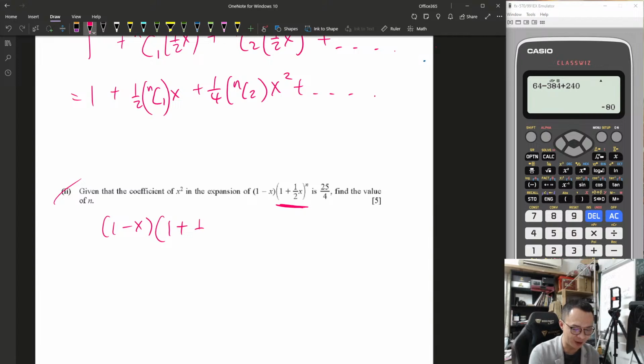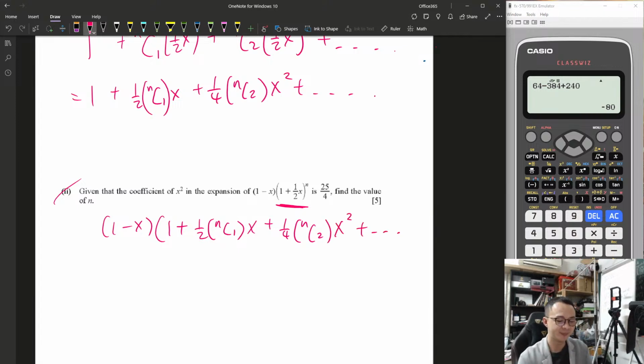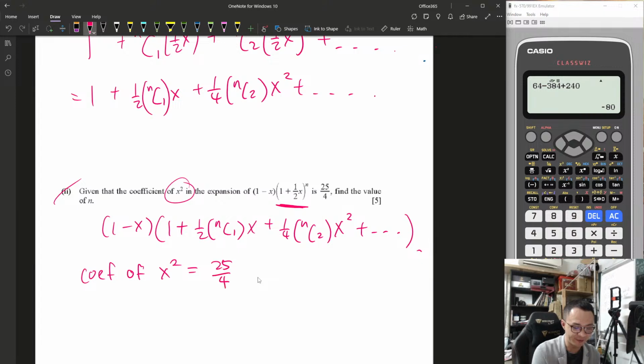1 plus 1 over 2 nC1 of x plus 1 over 4 nC2 x squared plus and so on. Okay, so right now I want to get x squared. Therefore I will say the coefficient of x squared is 25 over 4. Now if I want to get x squared, it's not independent of x anymore.